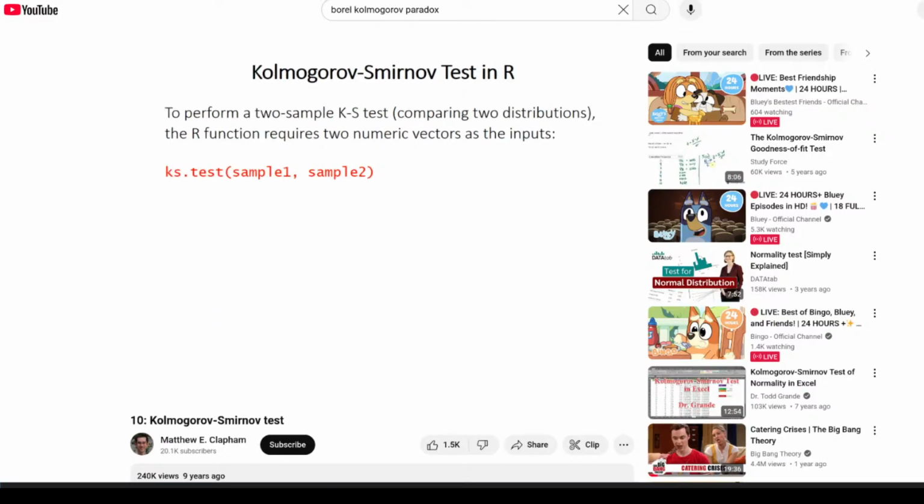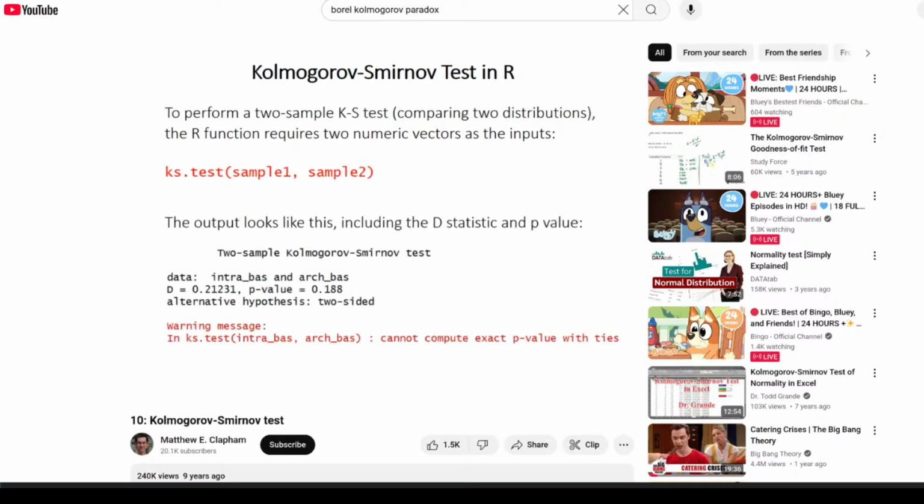The R function for a two-sample KS test is called ks.test, and it requires two numeric vectors separated by a comma as the input. So sample 1 is a numeric vector, and sample 2 is a numeric vector. The output looks like this. It gives you the D statistic and the p-value.